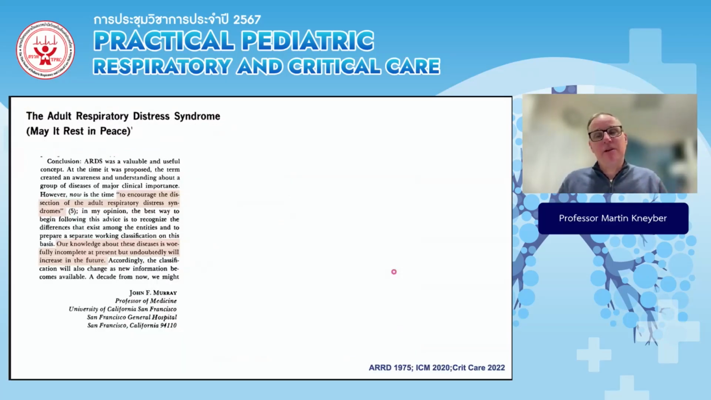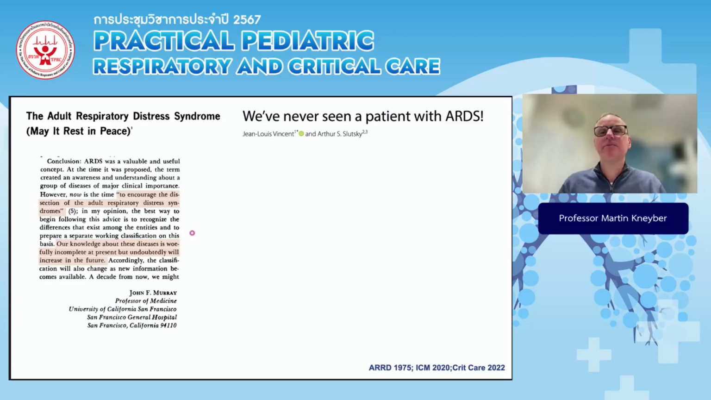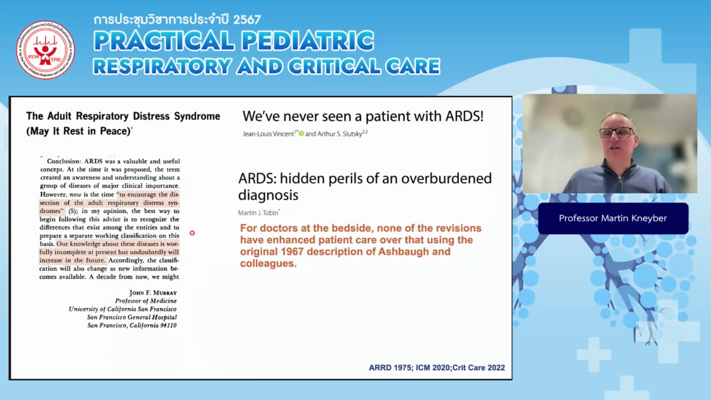And this is because there is a problem, and I will tell you what this problem is. Ever since ARDS was identified, or the label ARDS was designed, there was already some criticism towards this. John Murray, who was known for the Murray lung injury score, already published in 1975, well, we need to dissect ARDS. And challenging Art Slutsky and Jean-Louis Vincent said, well, we never see a patient with ARDS. And Martin Tobin, also known for his very provocative editorial, said, well, for doctors at the bedside, none of the revisions of the ARDS definition have actually enhanced patient care over that using of the original description by Ashbaugh.